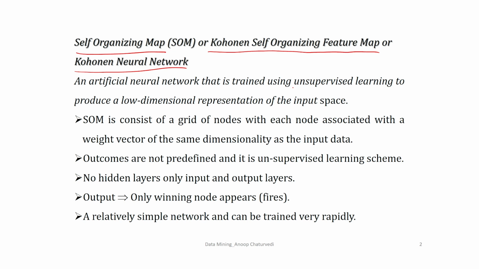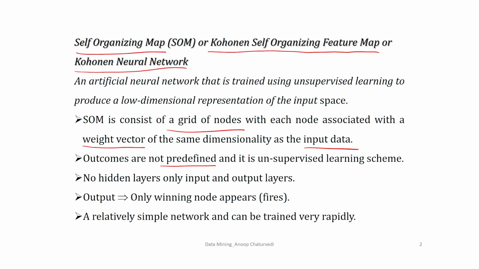Then self-organizing map consists of a grid of nodes. You have a grid of nodes with each node associated with a weight vector of the same dimensionality as the input data. And then the outcomes are not predetermined. And since the outcomes are not predetermined, it is an unsupervised learning scheme. Further, it does not have any hidden layers, it has just input and output layers.